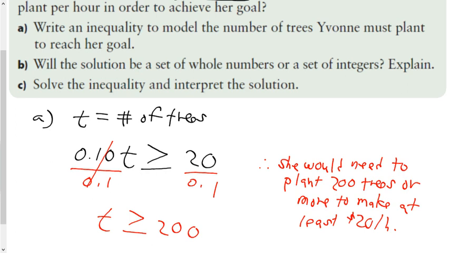So if I take that 200 and make my set of numbers, therefore, using the set of numbers, any number greater than or equal to 200, you can plant 200 trees, 201 trees, 202 trees, all the way up to whatever you want. Those are the valid number of trees she can plant to earn at least 20 bucks an hour.